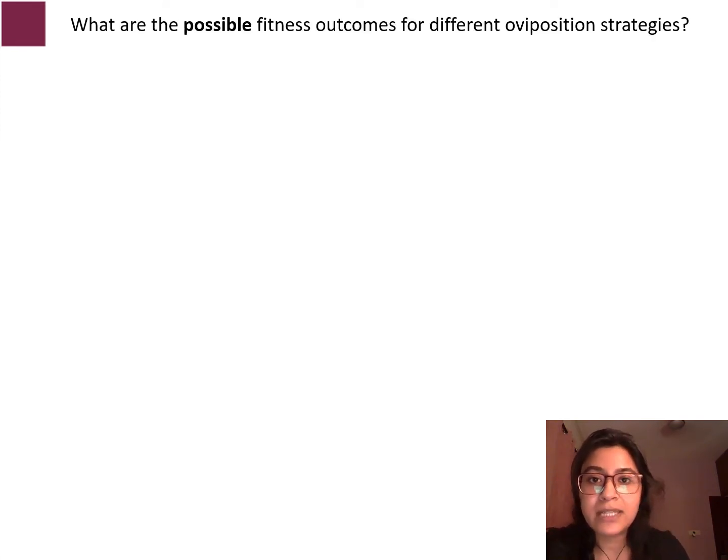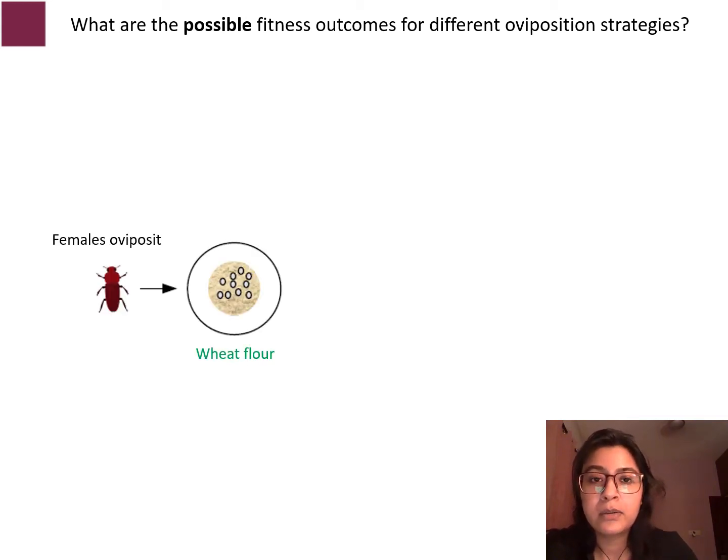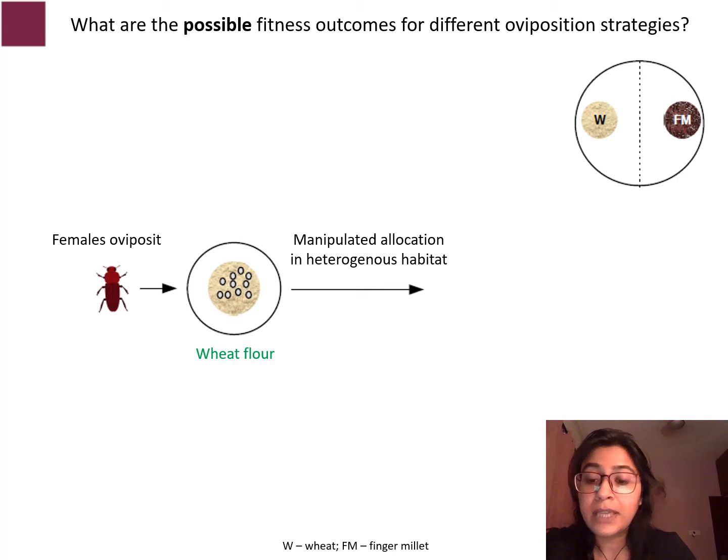So first we had to establish the fitness consequences for different oviposition strategies. How did we do that? We allowed individual females to oviposit in wheat flour, their ancestral resource. Then we carefully sifted out these eggs and experimentally created different levels of female egg allocation. We did this experimentally by distributing different proportions of eggs from a single female in this heterogeneous habitat that you see here to the top right.